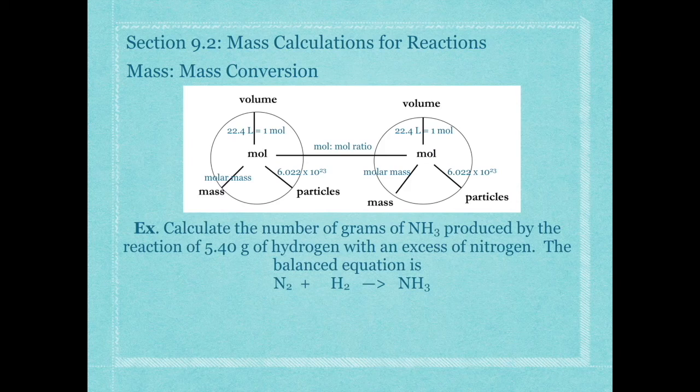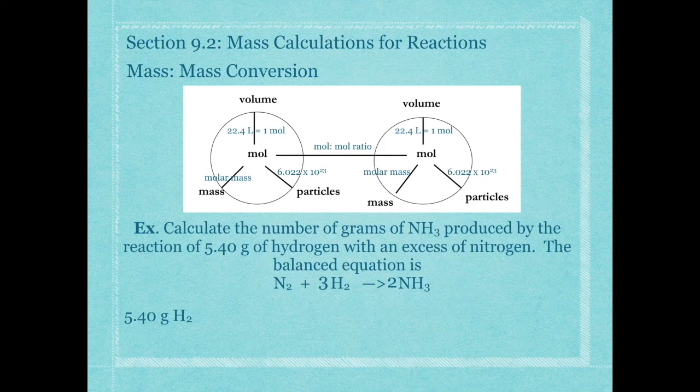So here I tell you that you have 5.40 grams of hydrogen, and I want to know how many grams of NH3 that would produce. So the first thing I've got to do is balance this. And so I'm going to put a 2 in front of NH3 and a 3 in front of H2. I'm balanced. Now I'm going to put my given, which is 5.40 grams of hydrogen. So my goal, I'm going to start on the far left-hand side. I'm in mass right now.